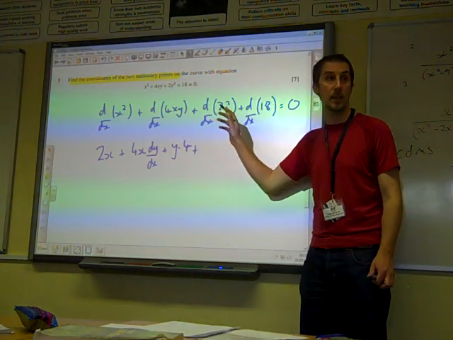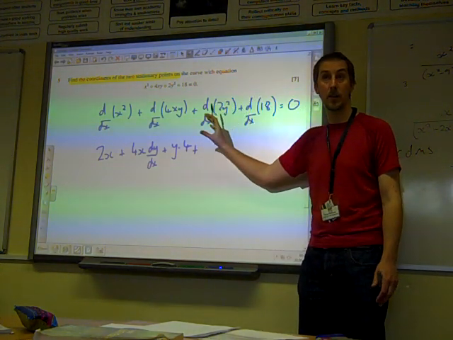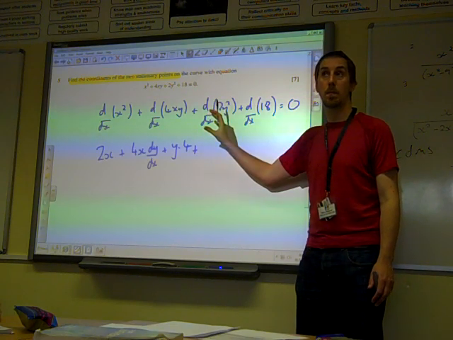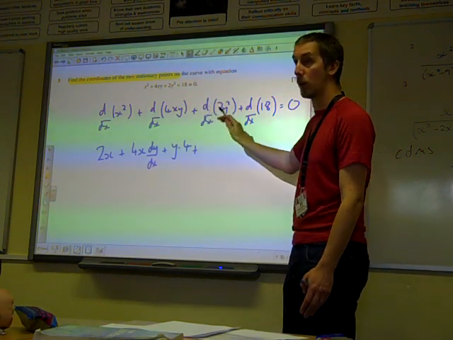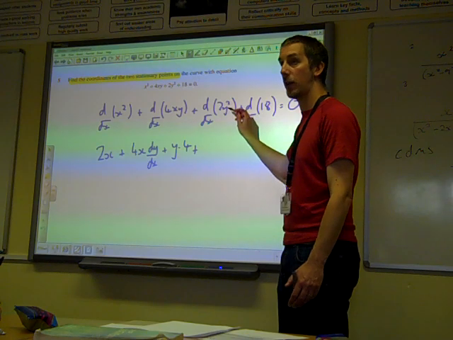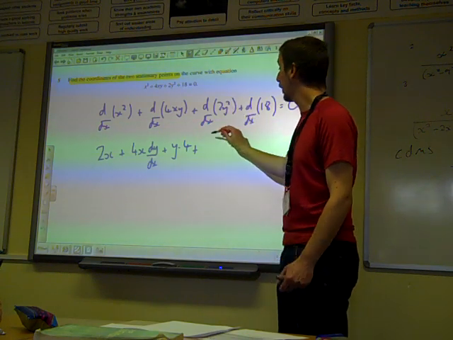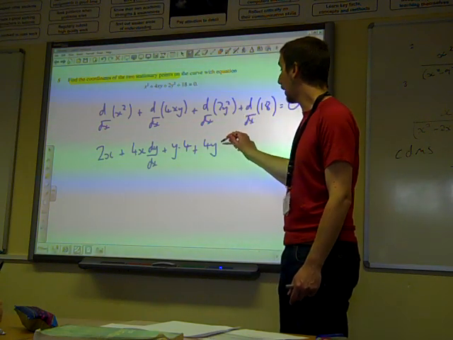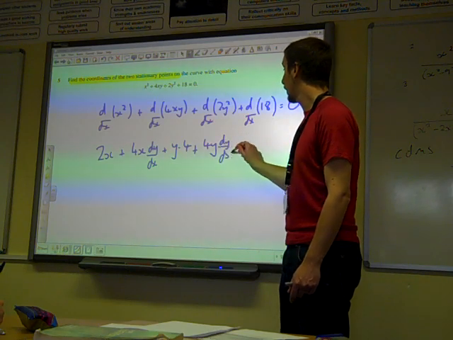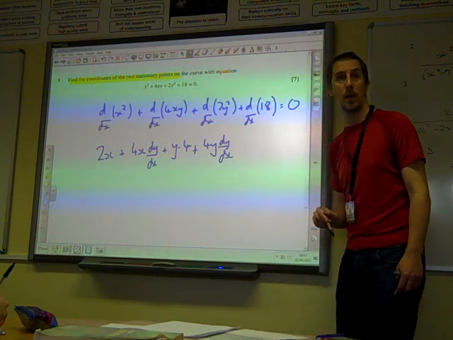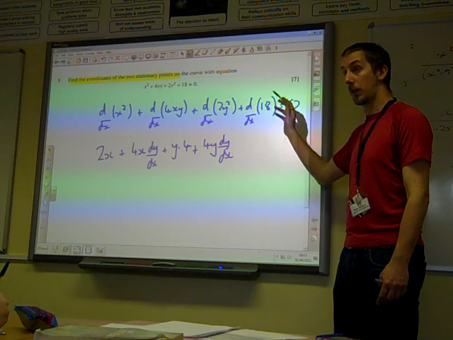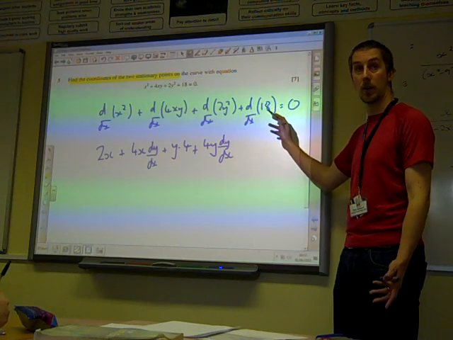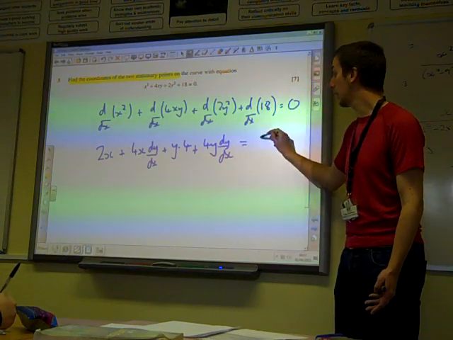Now we're differentiating the y squared bit, which by the chain rule as we've just done it would be 2y squared differentiated with respect to y. That would be 4y times dy by dx. If you differentiate a constant, you get 0. And we've got 0 there.